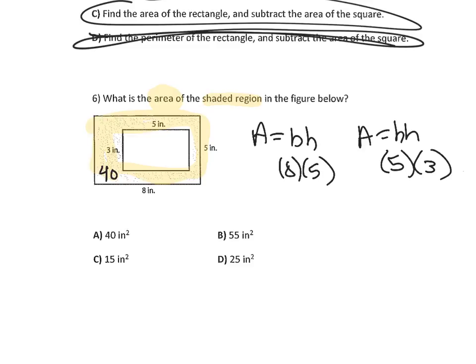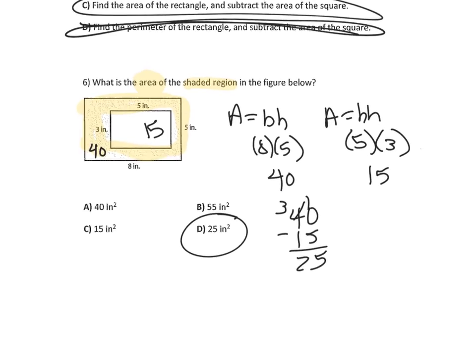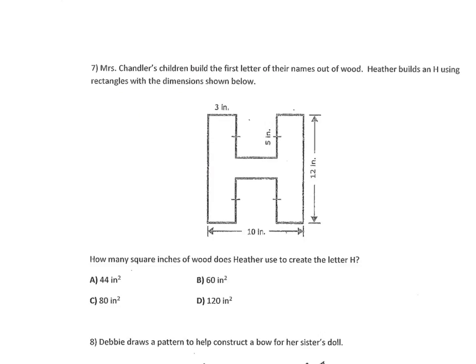Then the inside was 15. Good. Oh yeah, that is 30. So we would take that area of the outer region, subtract this middle part since they cut it out, and that would be 25. Good. But what if?